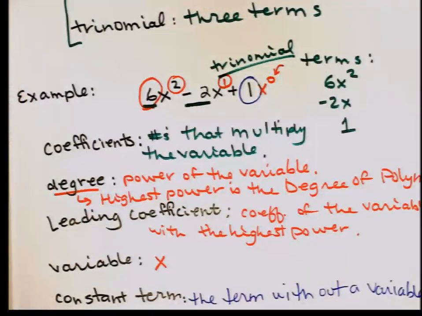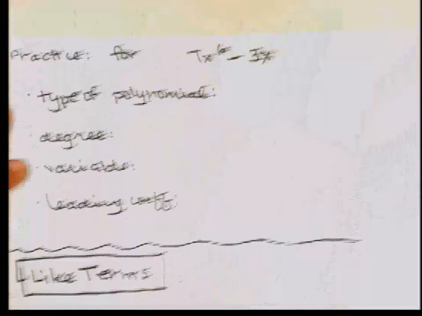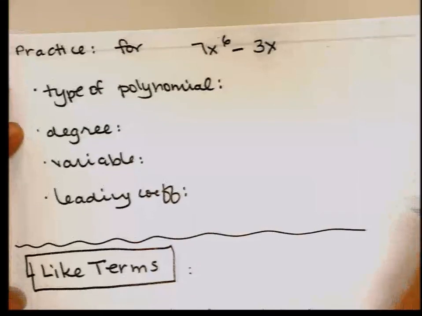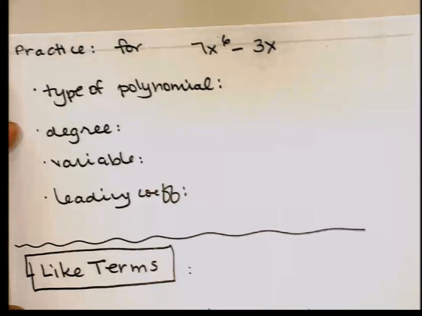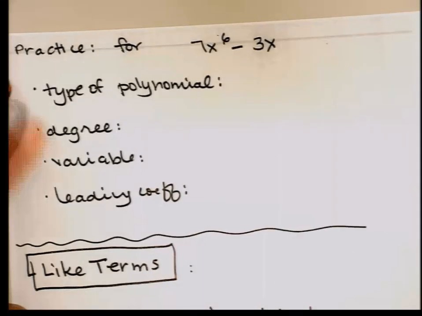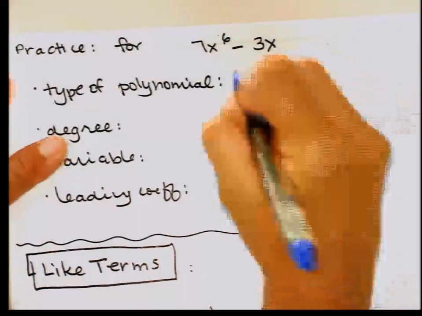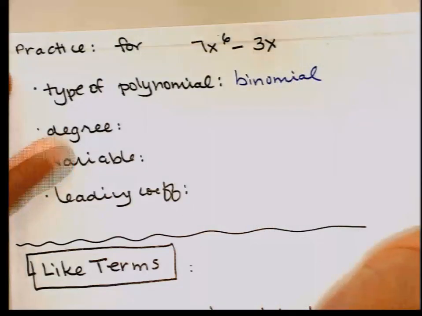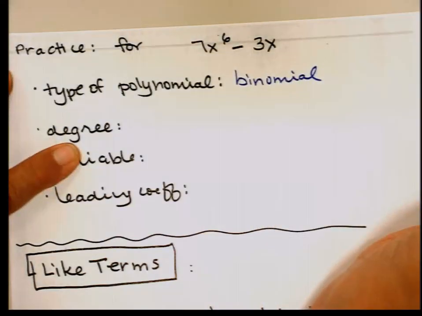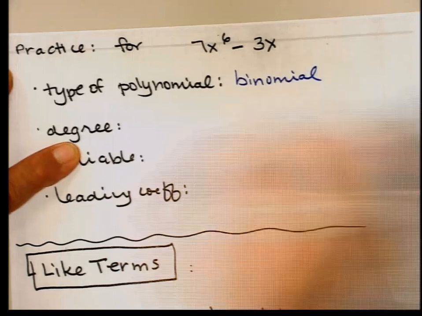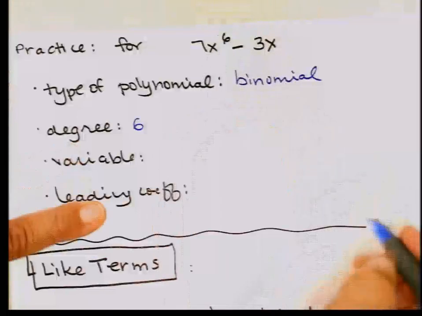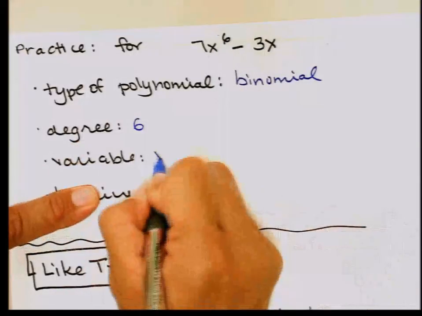Okay, so let's go ahead and do some more practicing. So I have, try to read it aloud with me, 7x to the 6th minus 3x. So describe the polynomial based on the number of terms. Binomial. Exactly. What is the degree of the polynomial? It's the highest power of x. 6. There's the highest power of the variable. Oh, and the variable is x.